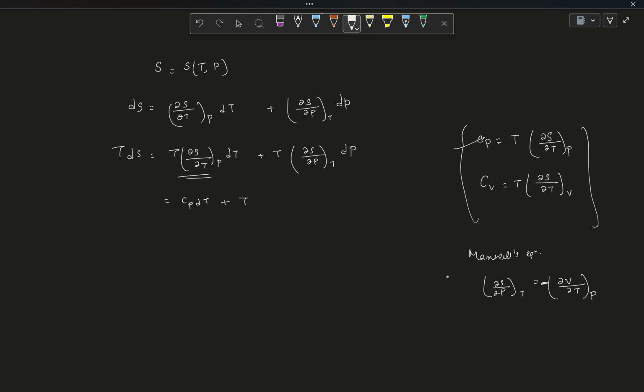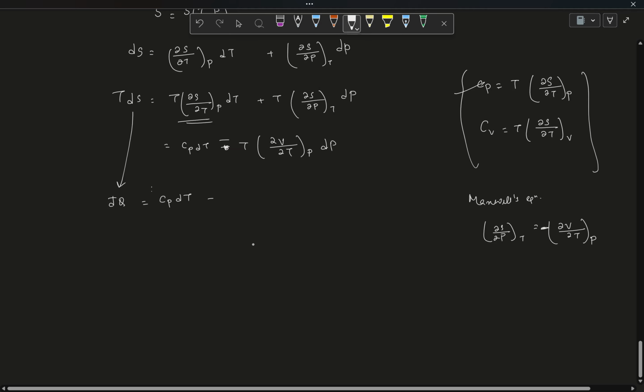So here also del S del P at T constant we have to redefine by Maxwell's relation, which has a minus sign, so we keep the minus sign here. So this is del V del T at P constant dP. So you have TdS equal to, now you know that this is dq. So dq equals Cp dT minus T del V del T at P constant dP.